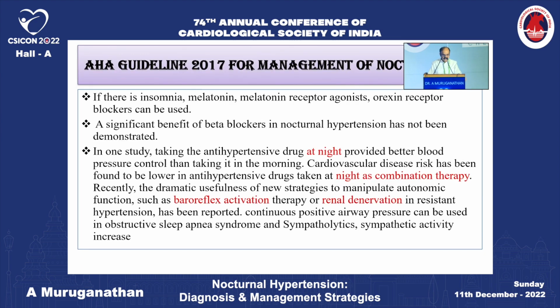And now the newer things: if there is insomnia, you give melatonin or a melatonin receptor agonist, or an orexin receptor blocker. A significant benefit of beta blocker in nocturnal hypertension has not been demonstrated. But taking drugs at night is comparatively better, they say, especially combination therapy at night. And then baroreflex activation and renal denervation are being tried for nocturnal hypertension.